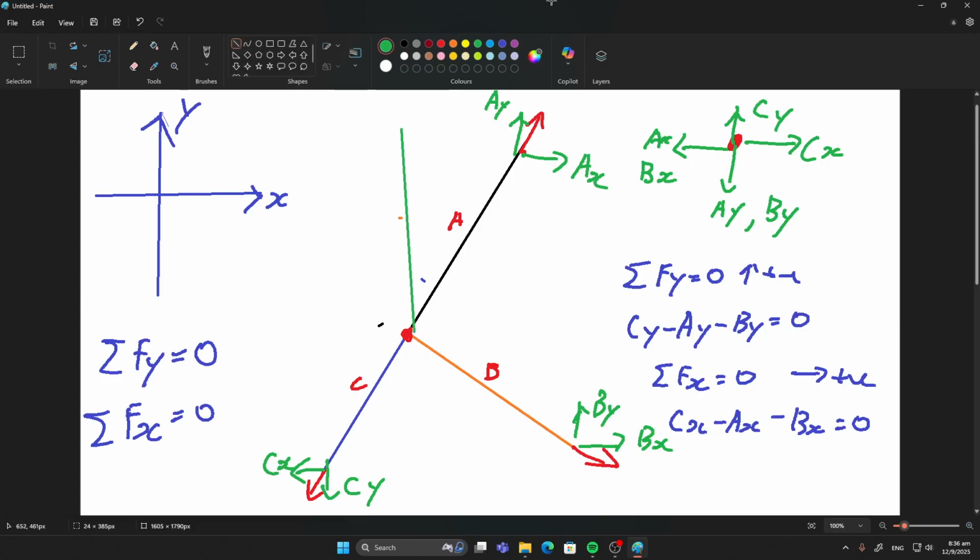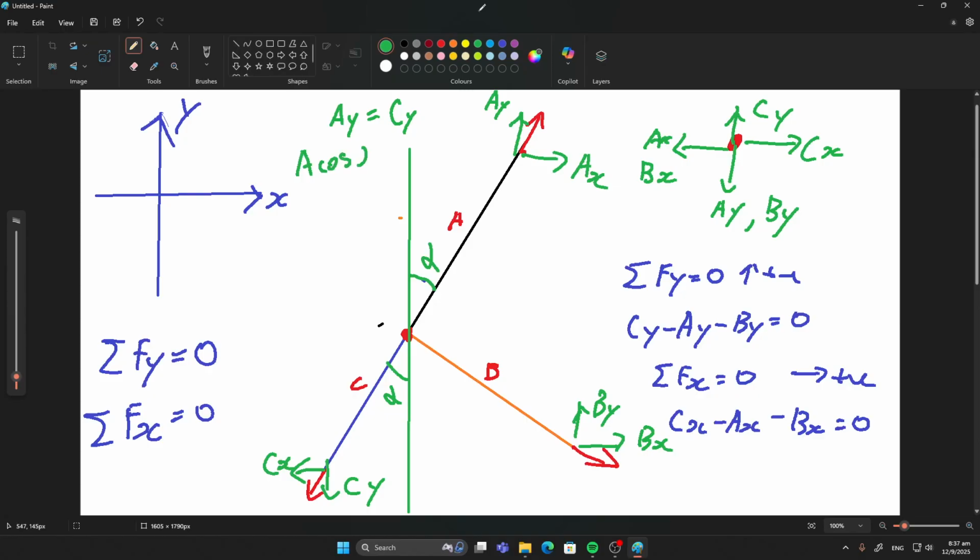Keyword, collinear. So what does this mean? This means that if I were to draw a y-axis line over there, these angles are the same, which means that Ay equals Cy, which means that A cosine theta equals C cosine theta. And because these two are the same, cancel, cancel, A equals C.